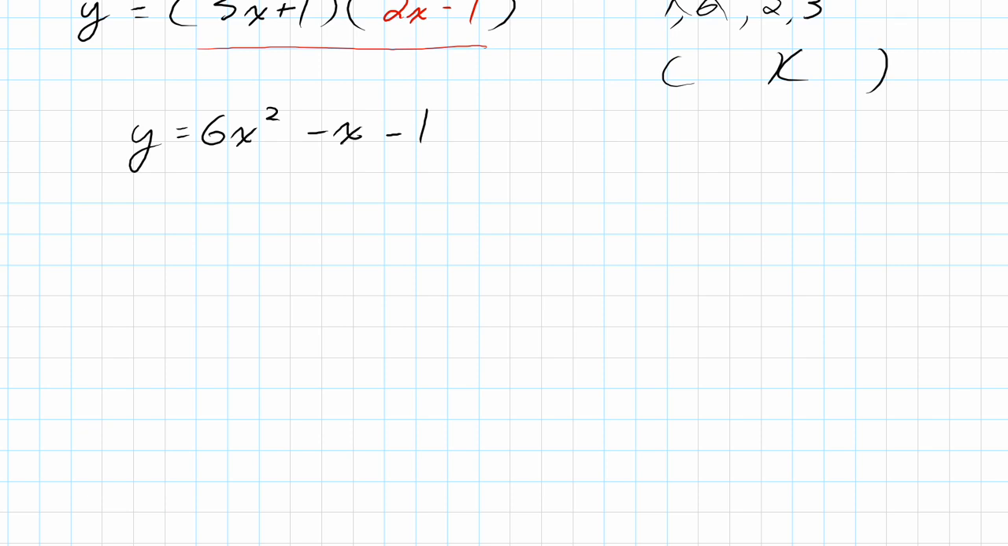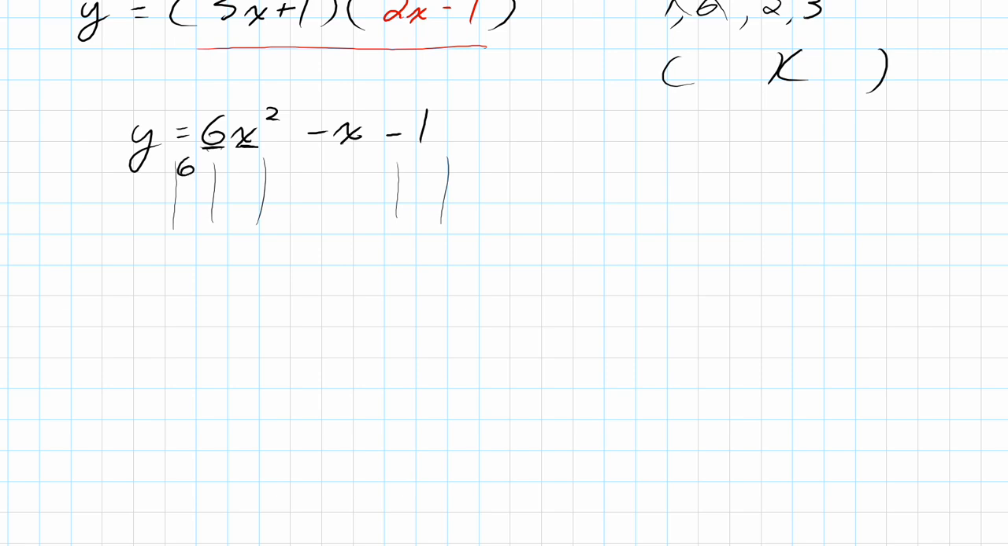I'm going to build some columns. And the reason I'm building columns is I'm looking for factors of the first term and factors of the last term. That's it. So 6, technically 6x squared. What are some factors of 6? Well, we have 6 and 1.